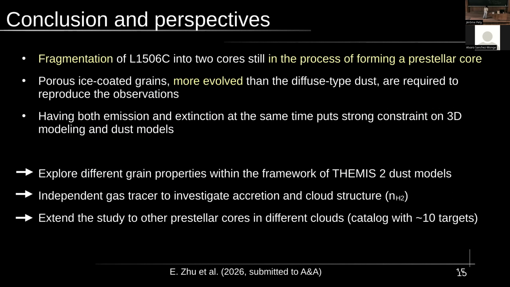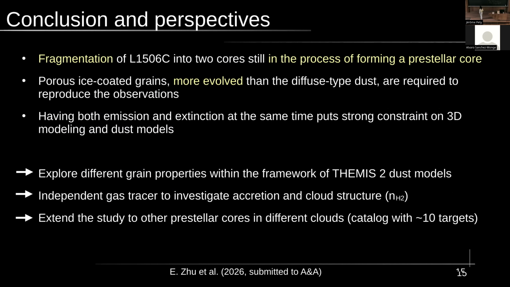So now I arrive at my conclusions. With our study, we show that L1506E is fragmented into 2 cores that are still in the process of forming a prestellar core. And we need porous ice-coated grains that are more evolved than the diffuse type dust to reproduce the observations. And having both emission and extinction puts strong constraints on 3D modeling and dust models.